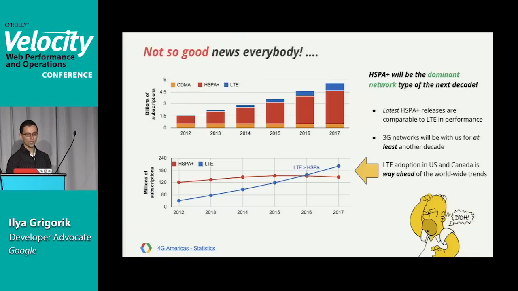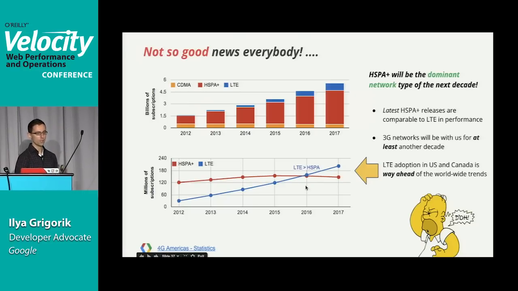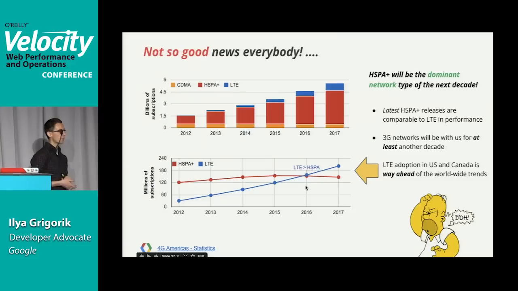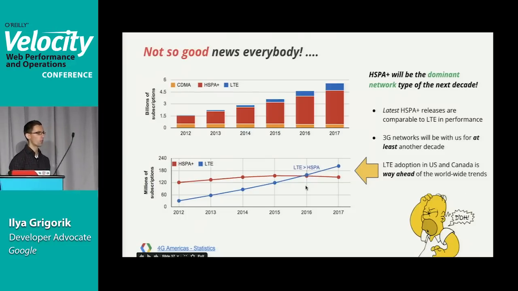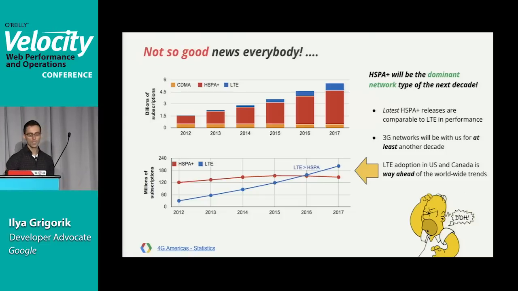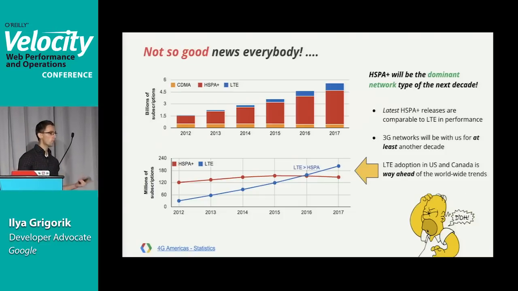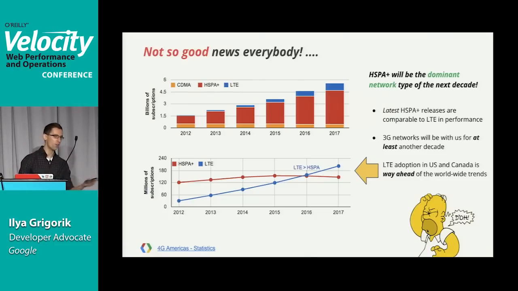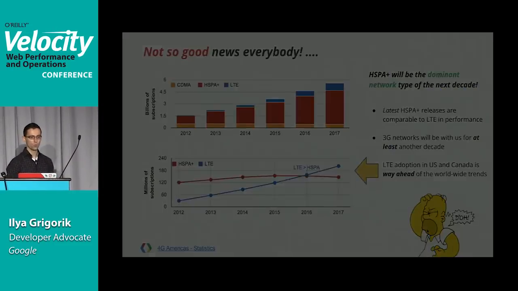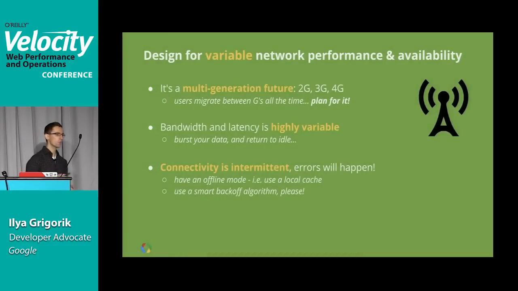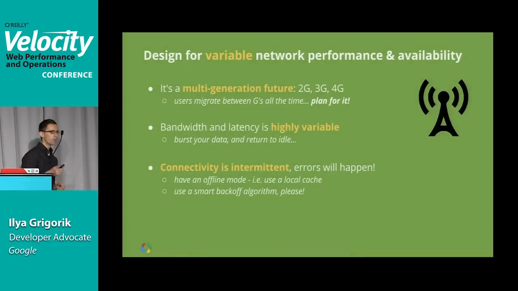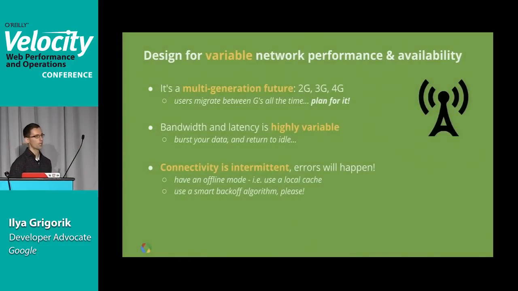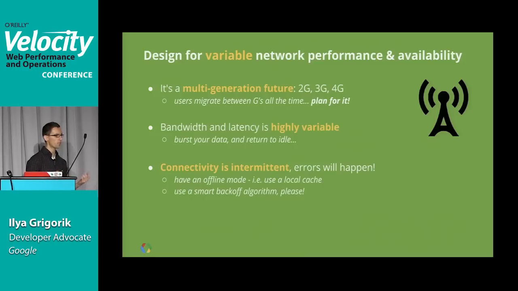The good news is, within the United States and Canada specifically, there's very good LTE adoption that is way ahead of the curve for the rest of the world. But broadly speaking, you have to assume that there'll be a mix of networks, 3G, 3.5, 3.75, and 4G networks that we'll have to work with. So it is a multi-generation future, and you have to plan for this. You can't just design your application for 4G for the optimal case.